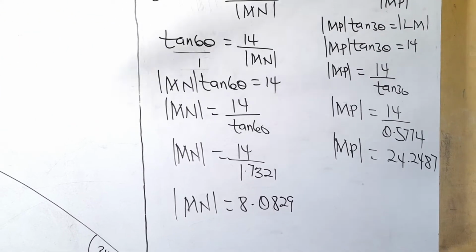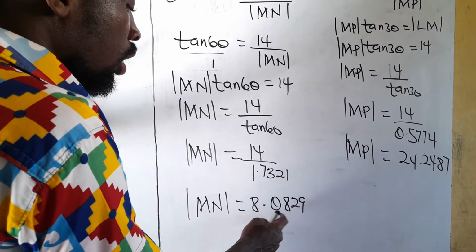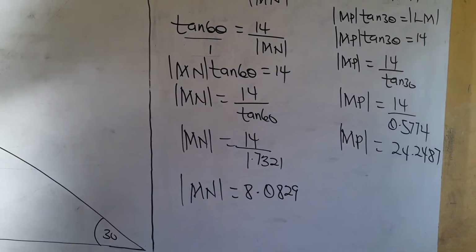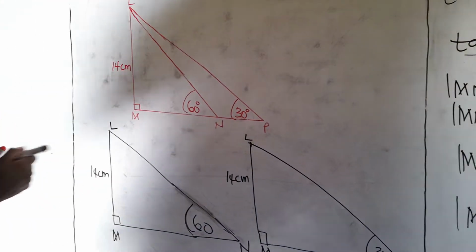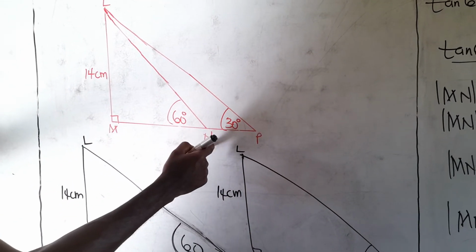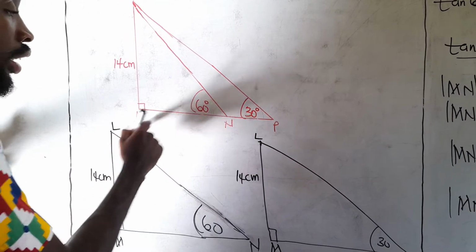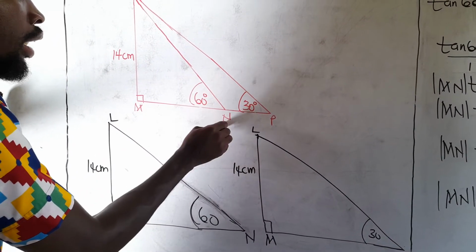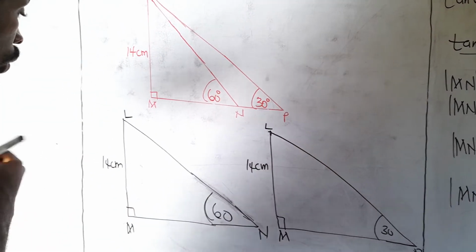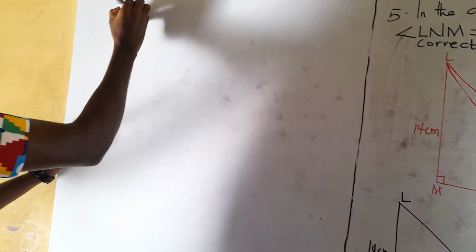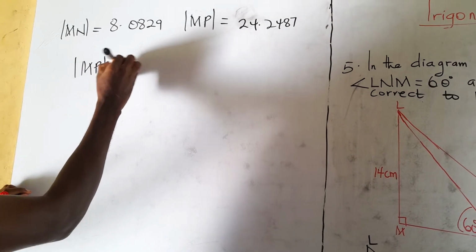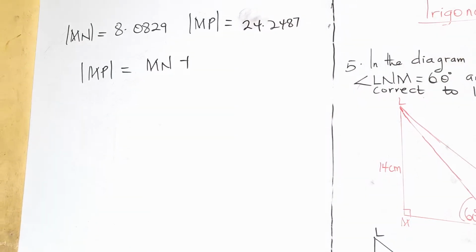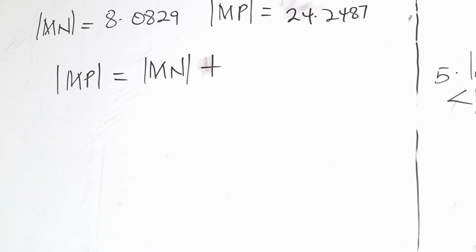So we're able to find MN to be 8.0829 and MP to be 24.2487. So according to the diagram, we say that MN plus NP will give us MP. Or in other words, from M to P, MP will be equal to MN plus NP. So we can say our MP will be equal to MN plus NP.